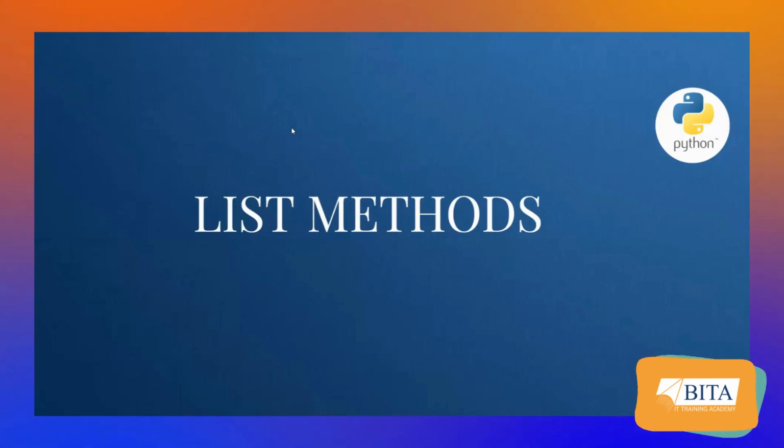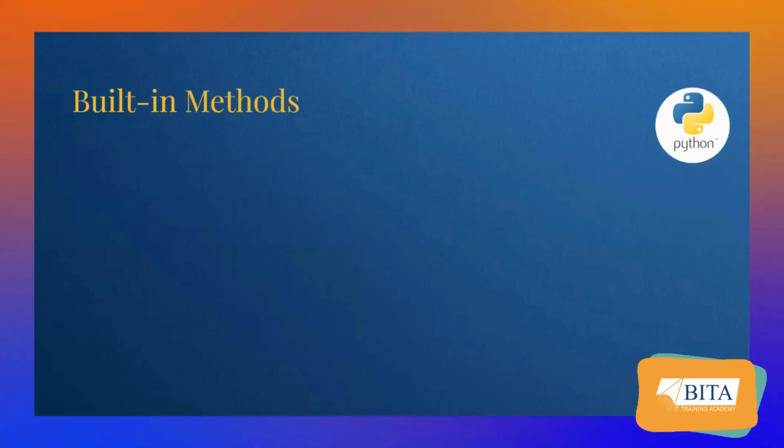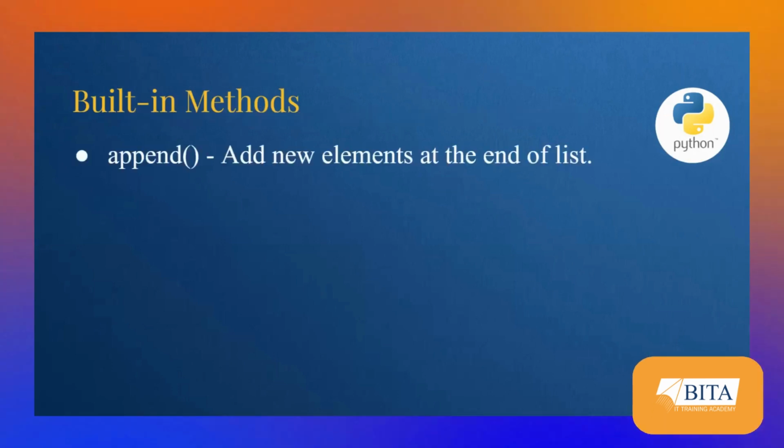Today we are going to discuss list methods in Python. First method, we will see what is append. The append method is used to add a new element to the list at the end of a list.